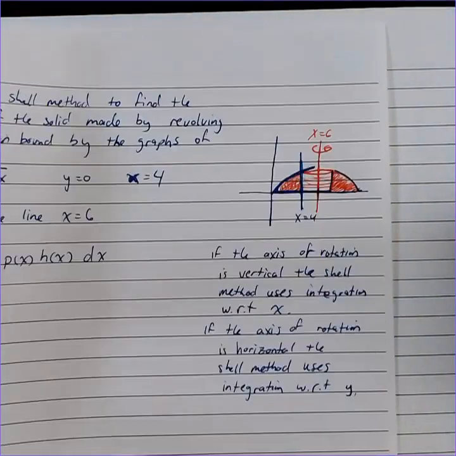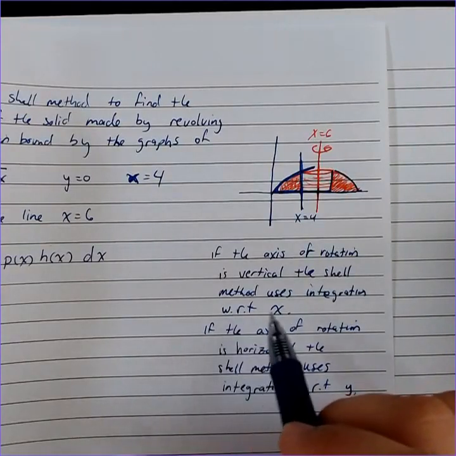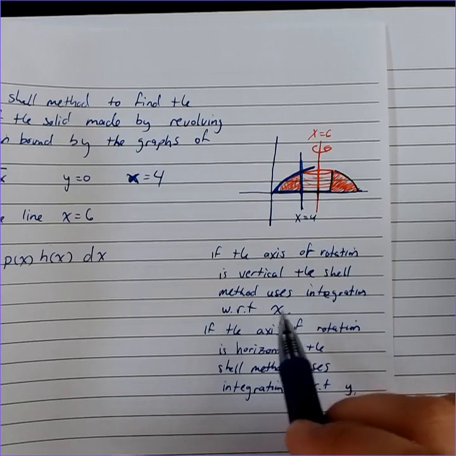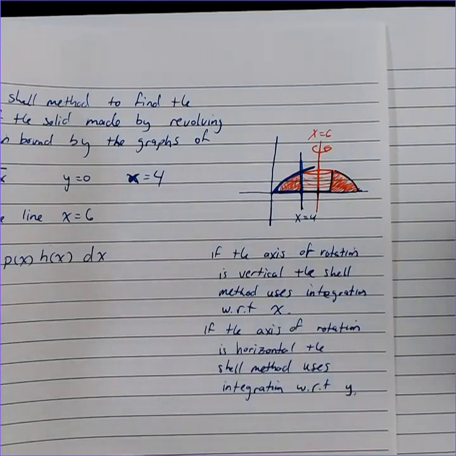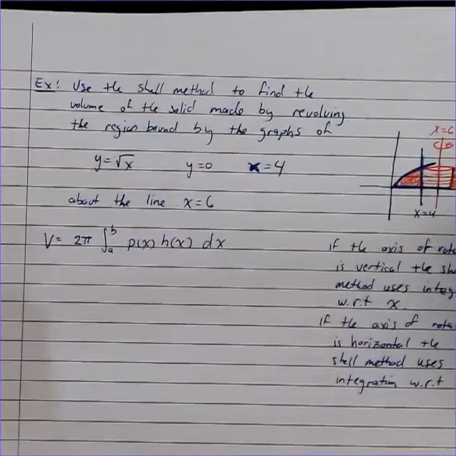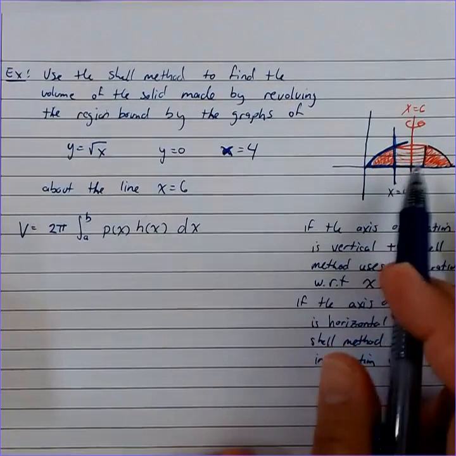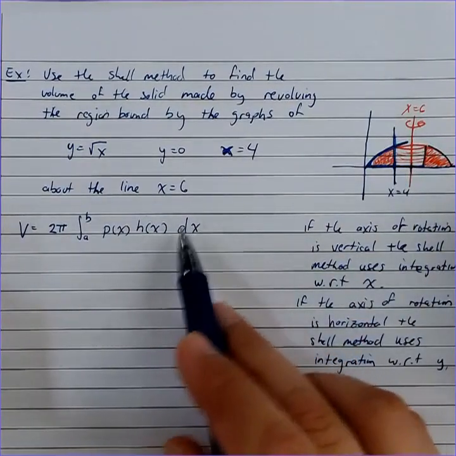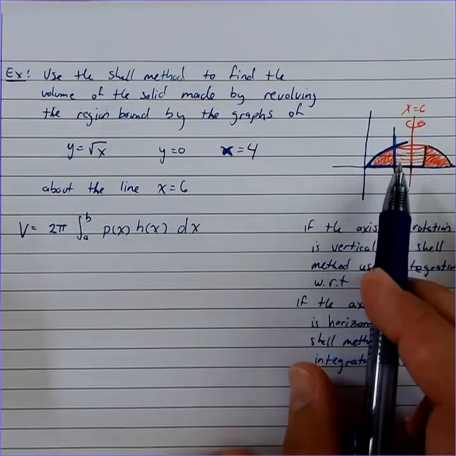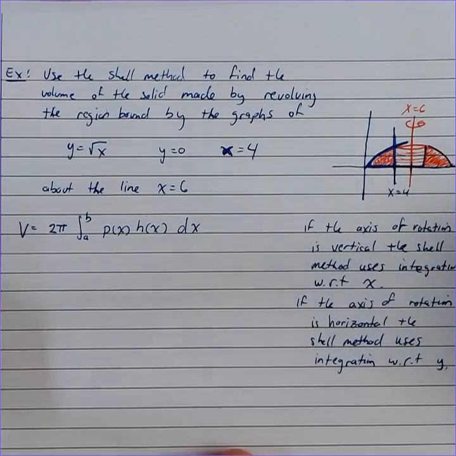You'll note this is the exact opposite of the disk method. So if the disk method uses the y variable, the shell method will use the x variable. If the disk method uses the x variable, the shell method will use the y variable. They will always be opposites of each other. So in this case, if you were using the shell method, you would use integration with respect to x. On the other hand, if you were using the disk method, this would be integrated with respect to y.